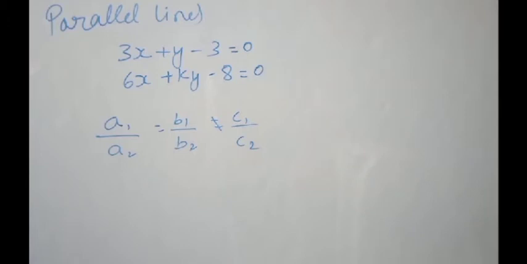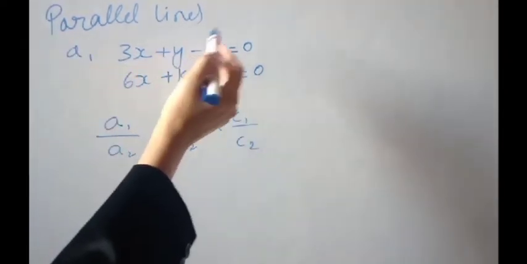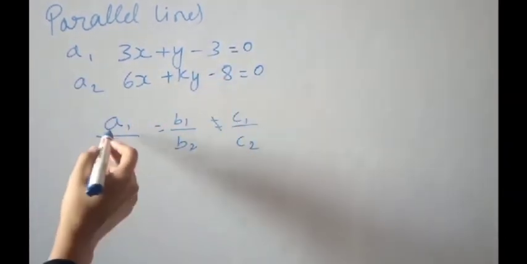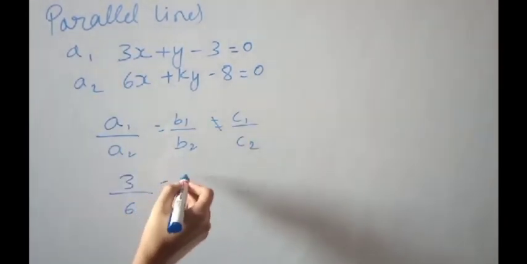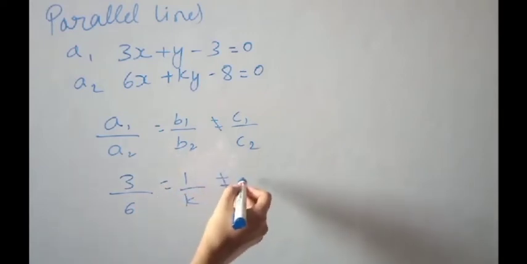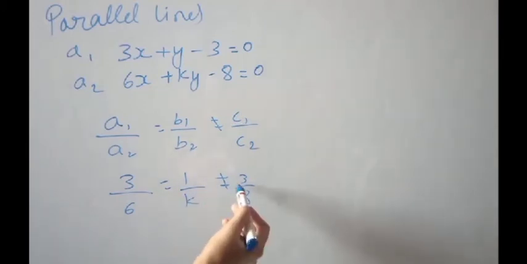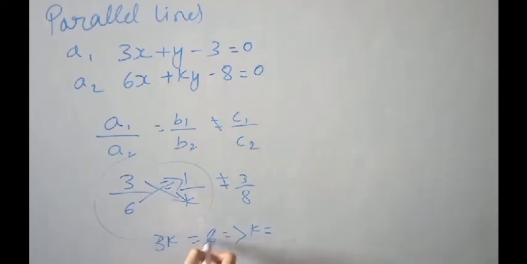If there is no solution, then they are parallel lines. If they are parallel lines, we know the condition. For the first equation we take a1, b1, c1 and for the second equation a2, b2 and c2. Substituting the values, a1 upon a2 is equal to b1 upon b2, which is not equal to c1 upon c2, because there is no solution. So take the equal condition. By cross multiplication, 3 into k, 3k is equal to 6. k is equal to 6 upon 3. 3 ones are 3, 3 twos are 6, so k is equal to 2.